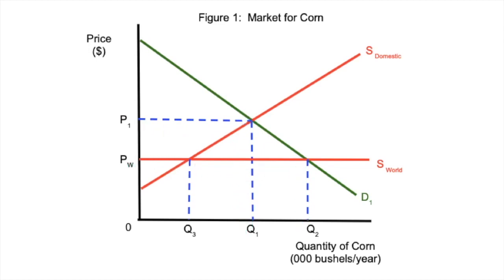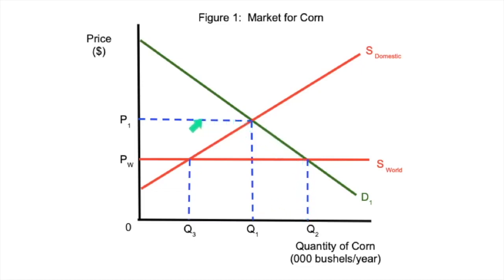So the price dropped from P1 to PW, and as a result, all of these people can now afford corn. That's pretty cool, right? And so the market is operating out here at PW, Q2. This is where the free trade diagram market begins. Now, that seems good, because if all of these demanders can now buy corn, you would think that's good. But guess what happens on the flip side of that?